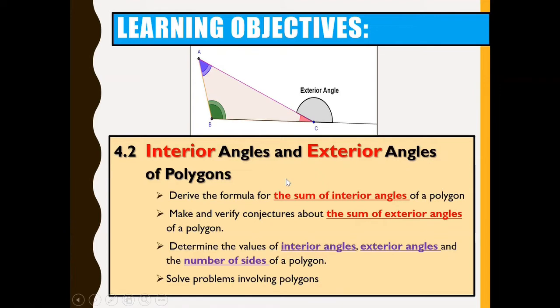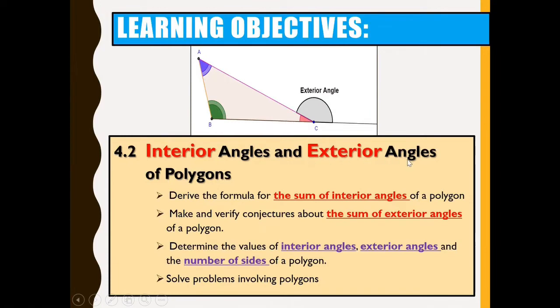Before we go into more details, we have to know how to differentiate interior angles and exterior angles. Interior angles, the word "in", means the angle formed inside the polygon. As we can see from the picture here, the angles formed at vertex A, vertex B, and vertex C are all called interior angles.